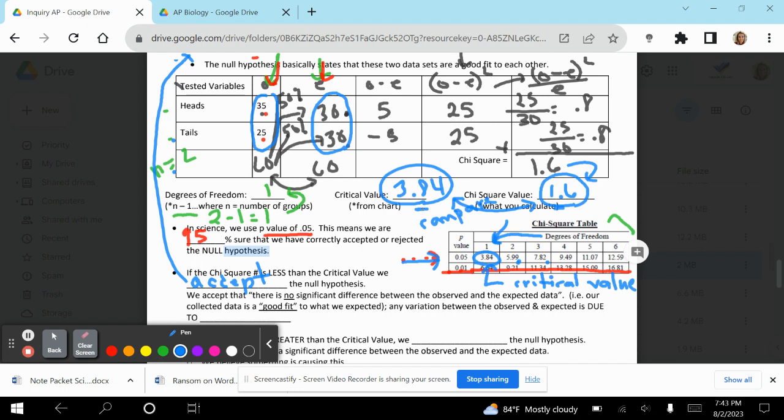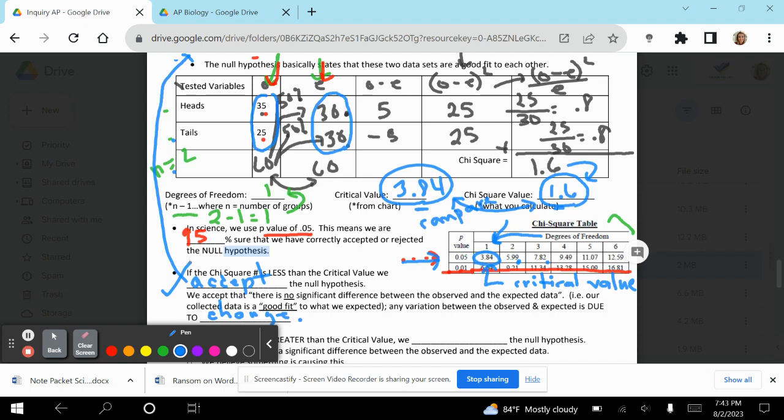Any variation, the fact that it's off by 5, is just simply due to chance. If you flip a coin 60 times, there is a good chance that you're going to end up with 35 and 25 and not be exactly at 30 and 30. So since this is the conclusion that we draw, I'm going to put a check mark. This is what we determined or concluded for this problem.